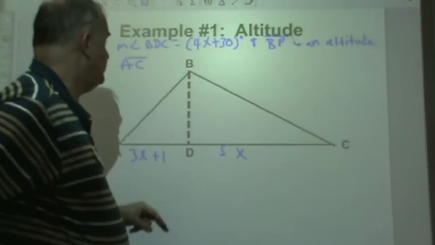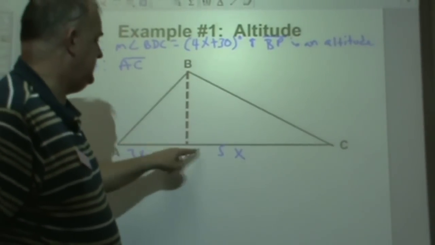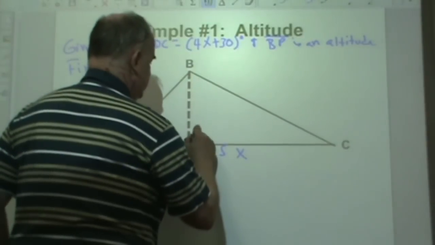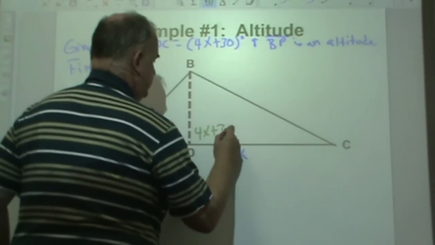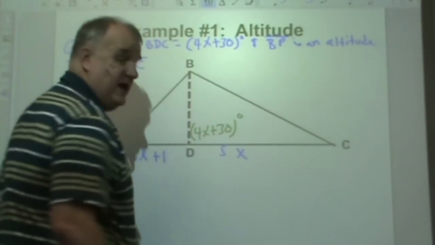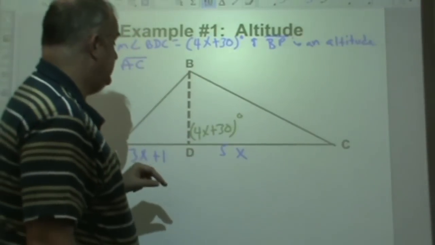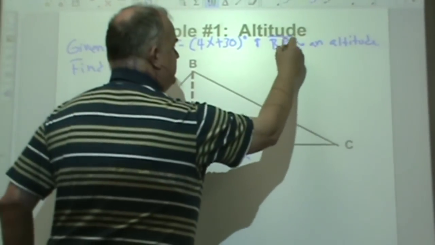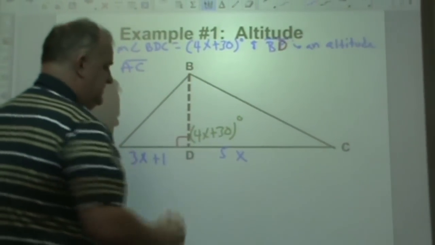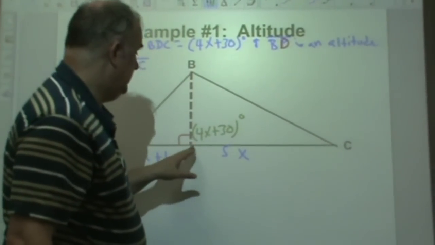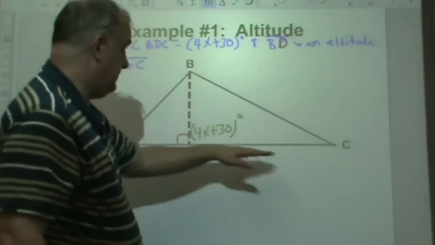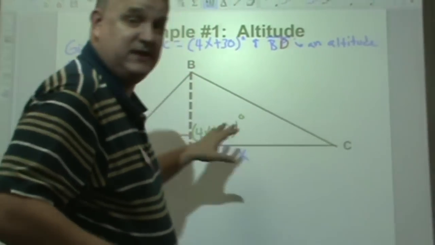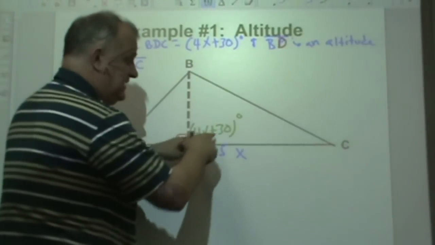Here we are given the measure of BDC. BDC is equal to 4x plus 30. So I'm going to write that in here. 4x plus 30, parentheses, angle sign. And BD is an altitude. Well, we need to figure out what this length is. Well, in algebra, we would just solve for x, and that's exactly what we are. We're back in algebra. We would set this equal to something.